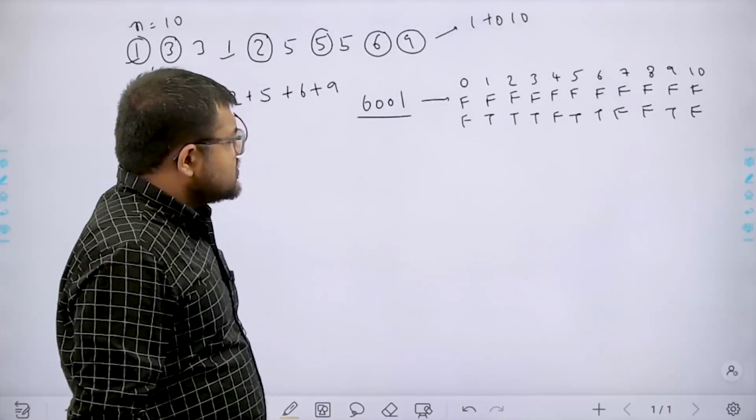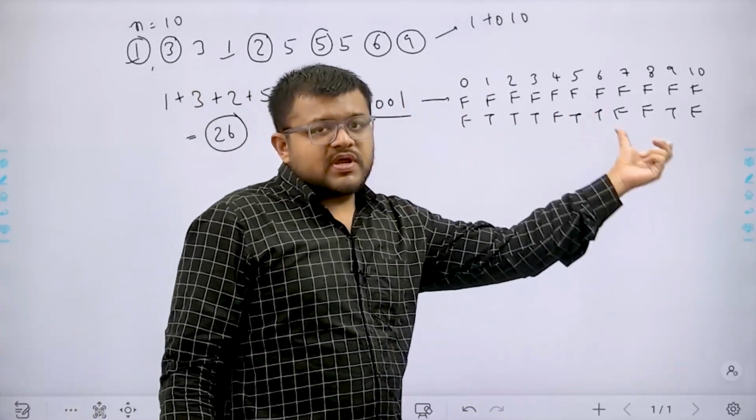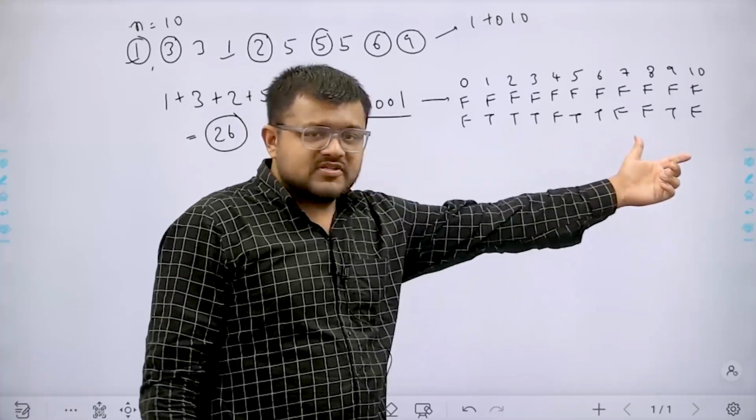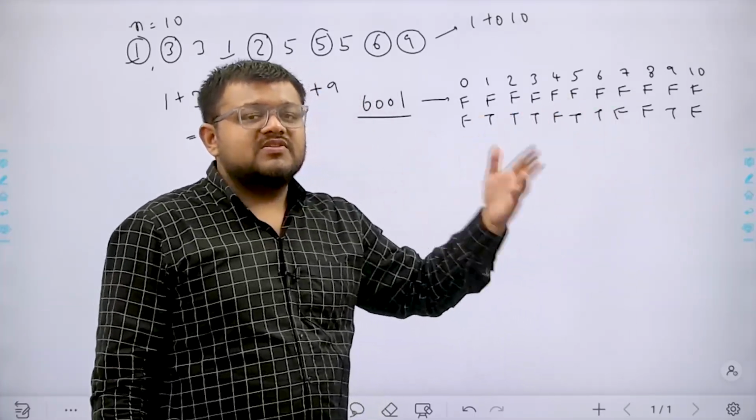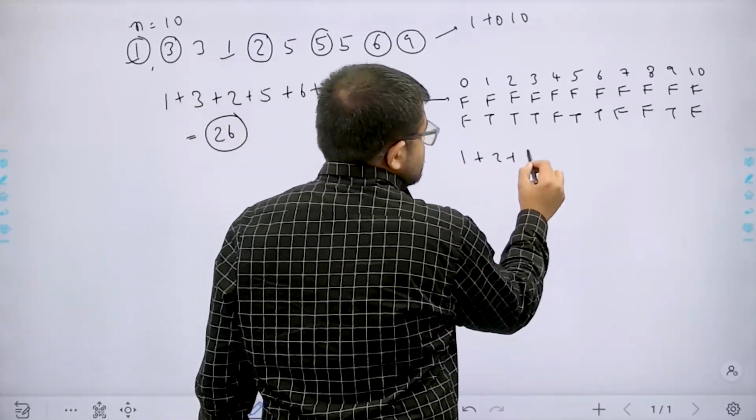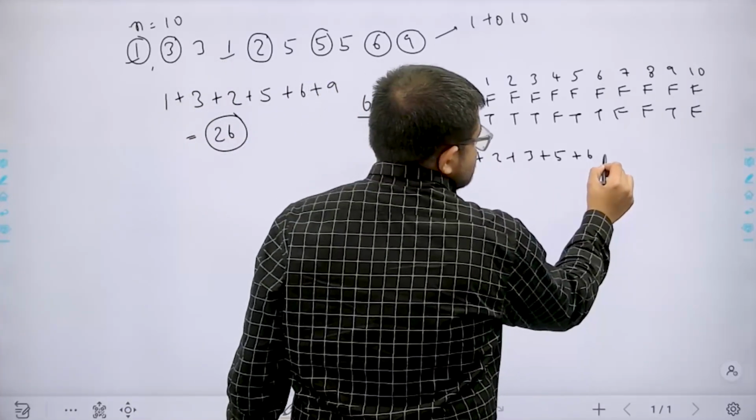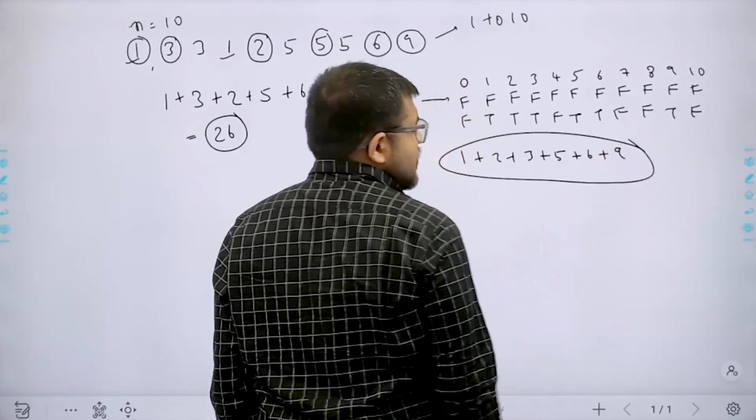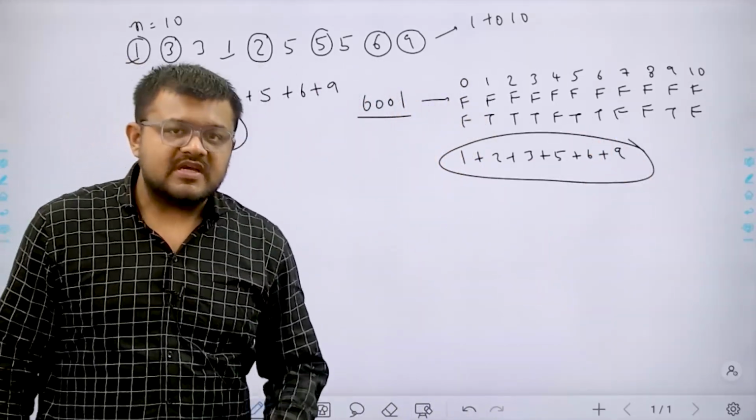So now what does this represent? Wherever there is true, those types of candies we have. So I'll again traverse the array, and wherever there is true, I'll just add that number to my answer. So I'll say 1 plus 2 plus 3 plus 5 plus 6 plus 9, and this will be my answer. Now let's look at its actual implementation.